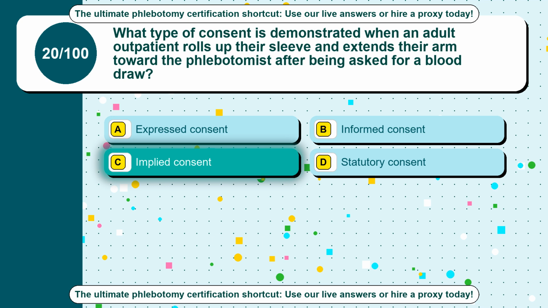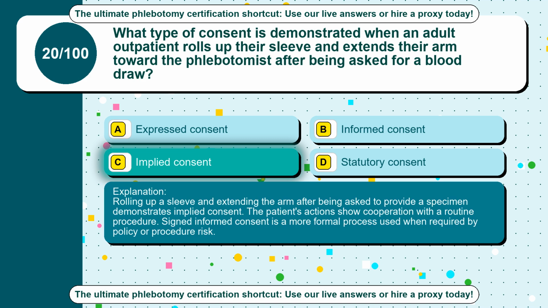The correct answer is option C, implied consent. Rolling up a sleeve and extending the arm after being asked to provide a specimen demonstrates implied consent. The patient's actions show cooperation with a routine procedure. Signed informed consent is a more formal process used when required by policy or procedure risk.